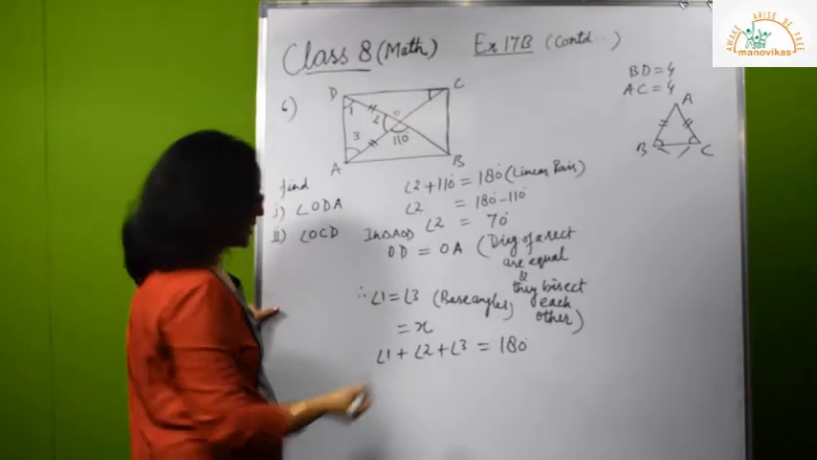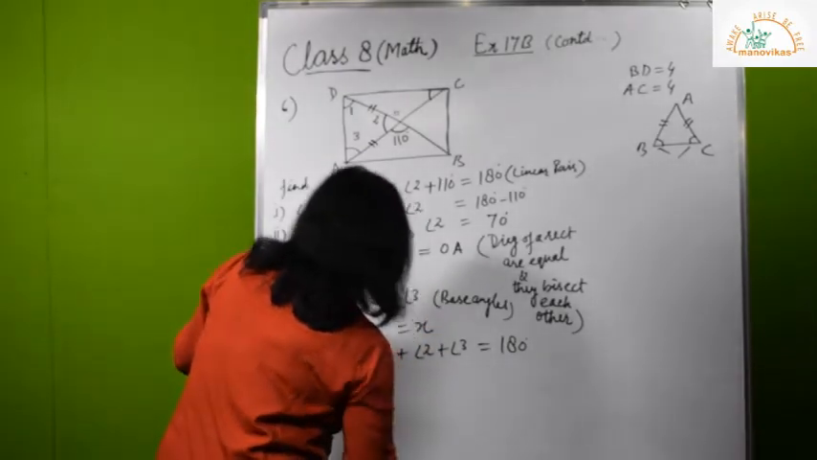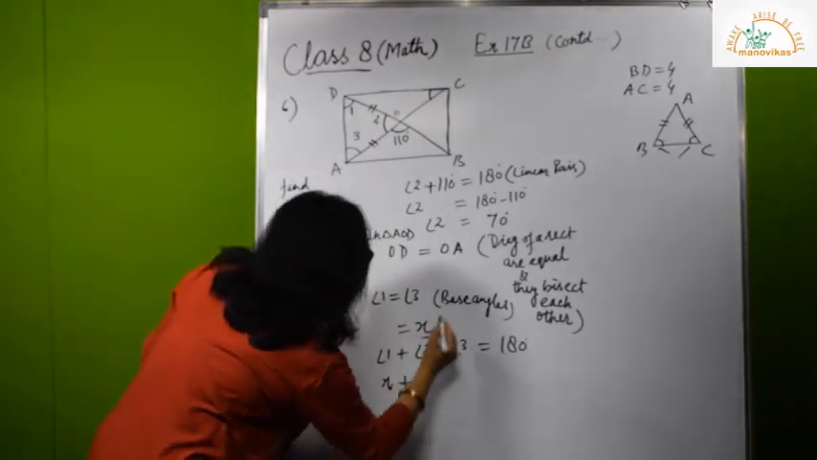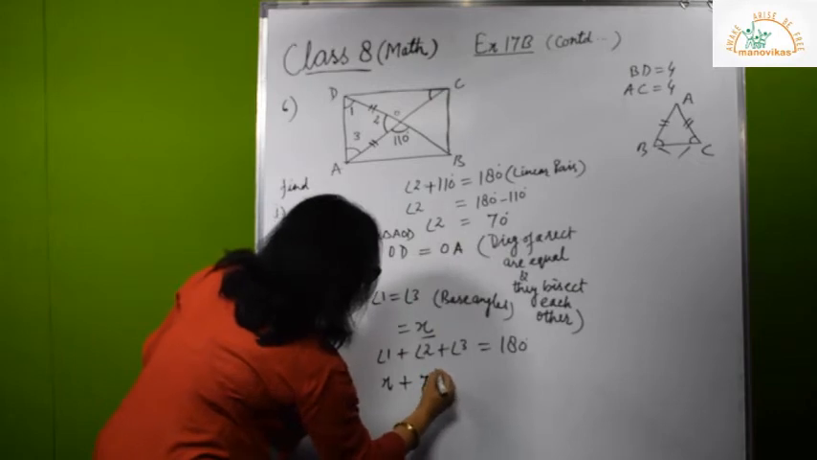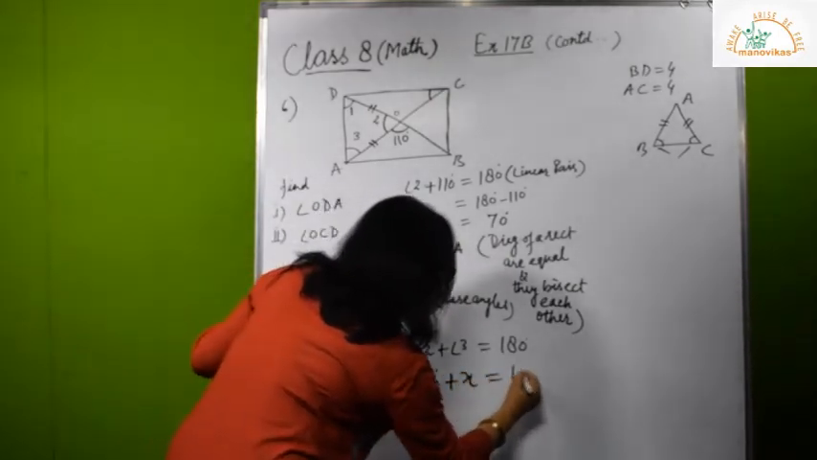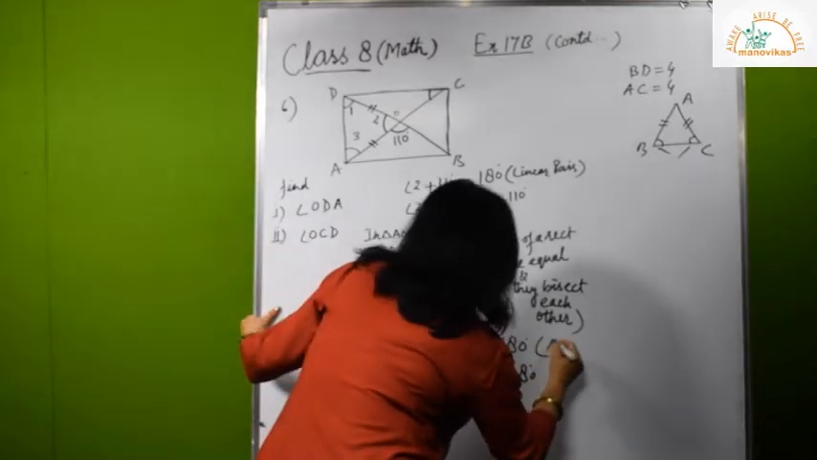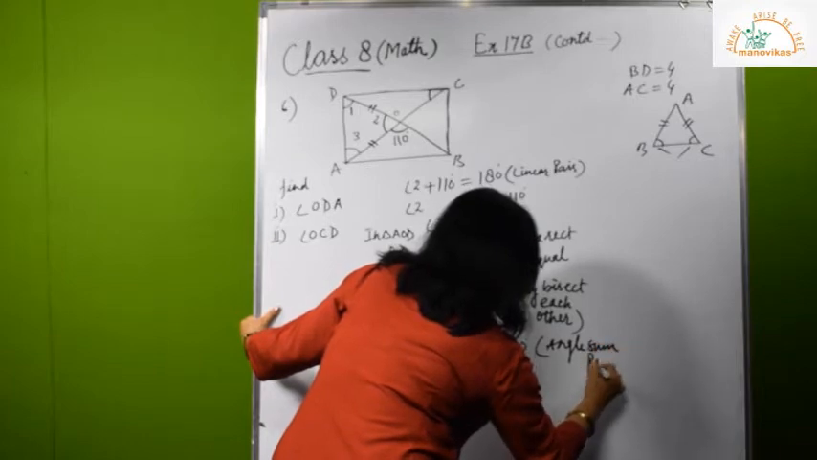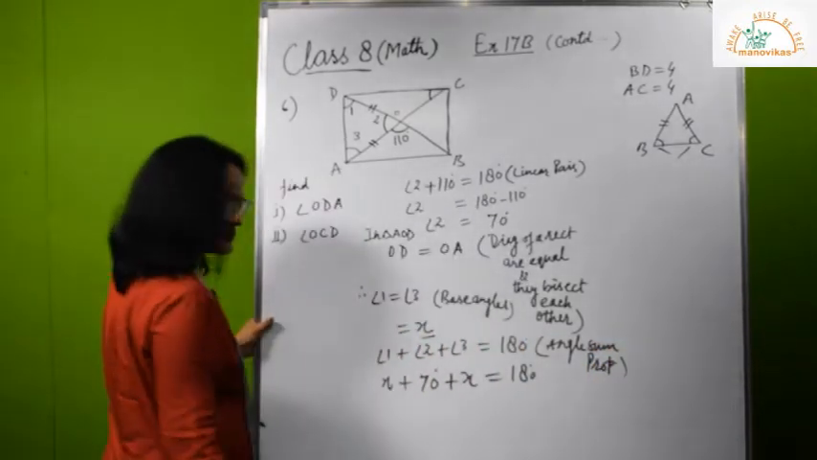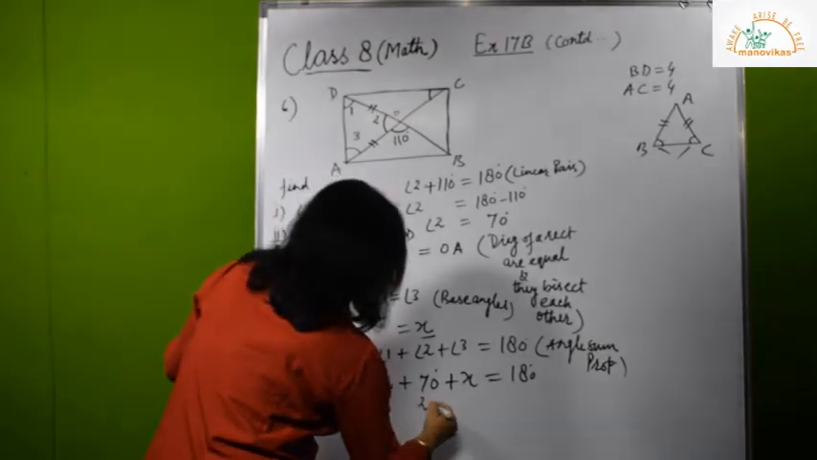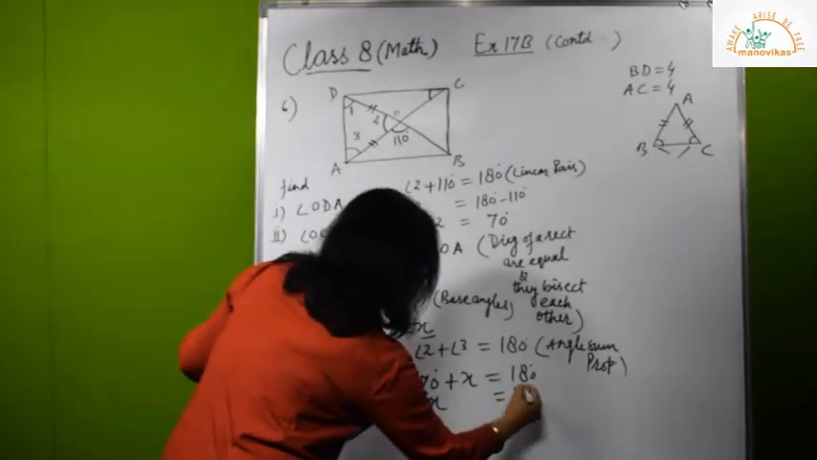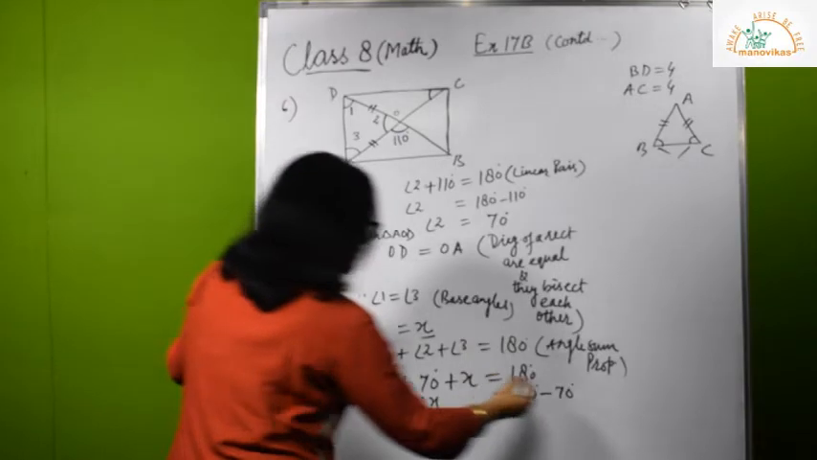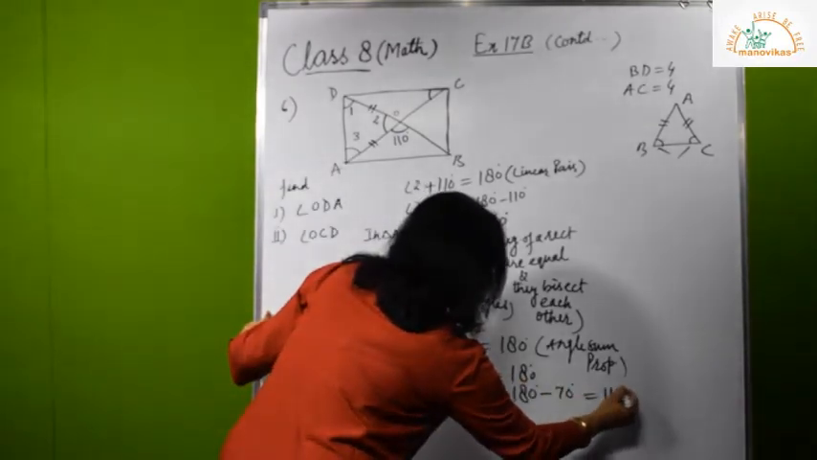triangle. Okay. Now angle 1 we have taken as x, angle 3 we don't know and we have taken this as x. But angle 2 value is 70 degree. Put all the values. Here you should mention angle sum property. Now we have substituted all the values. x plus x is equal to 2x. So 2x is equal to 180 minus 70 degree. It will be transposed. And 180 minus 70, that is equal to 110.